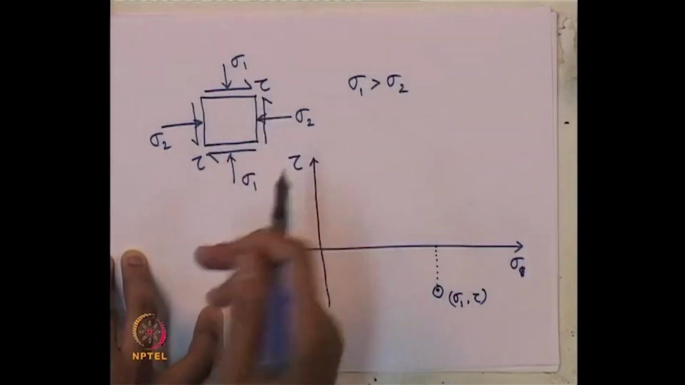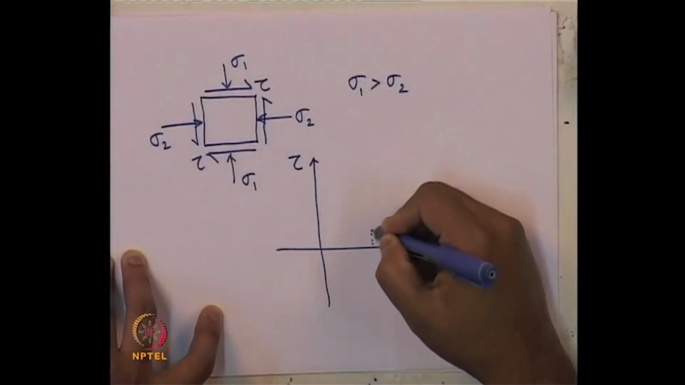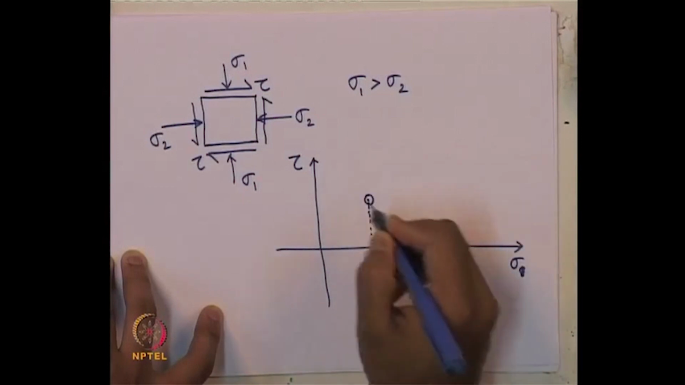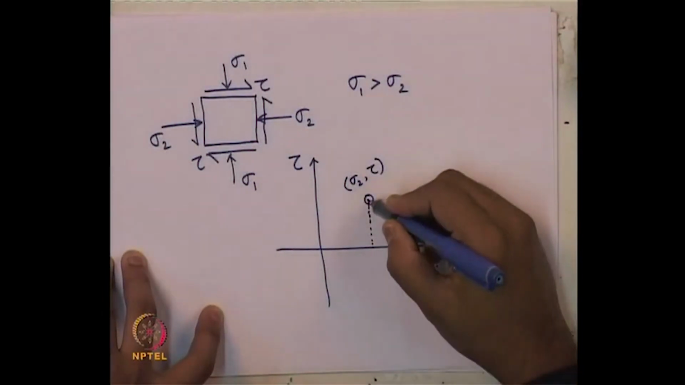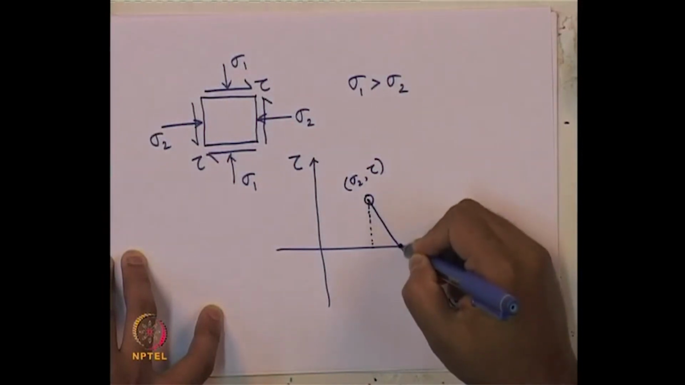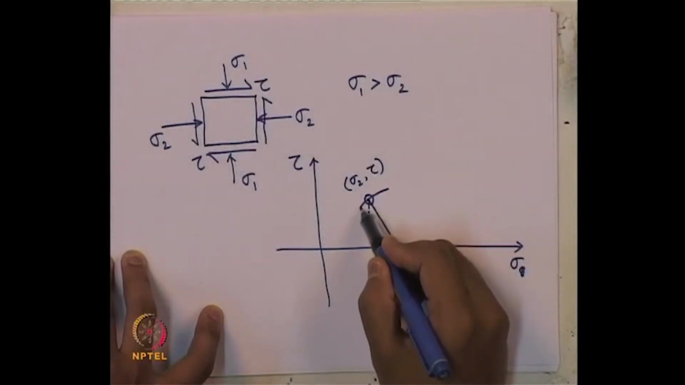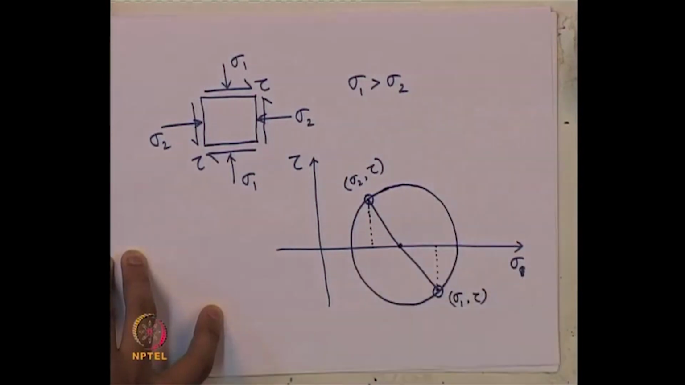and sigma 2, and this tau is creating anti-clockwise moment. So, this will be positive. So, this is our sigma 2. So, this point will be sigma 2, tau. Now, to draw the Mohr circle, we simply join them by a straight line. This will be the center of the circle and this one is the radius. So, this is how we draw the Mohr circle for any stress condition like this.